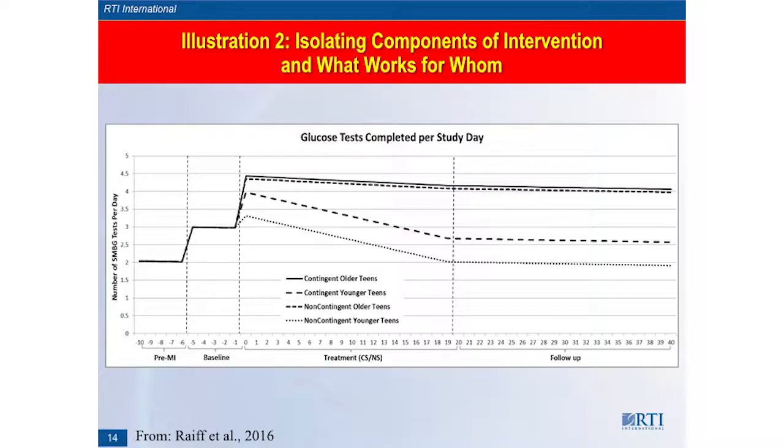We had a true baseline period here with a pre-MI. This is called a multiple treatments design, by the way. Then motivational interviewing was given after 5 days of participating in the study. You can see at the beginning, all participants averaged about 2 glucose tests per day. With motivational interviewing, they jumped up to 3 tests per day. There's a good effect there, and that effect held strong for the next 5 days.